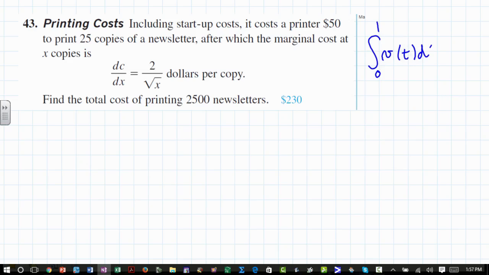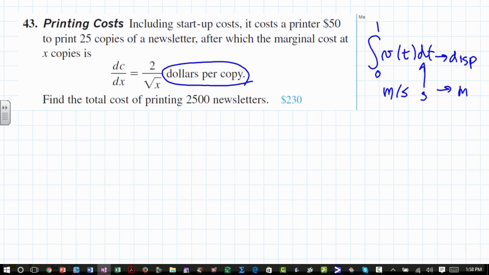velocity of t dt, what did I get? I got displacement. And if velocity was in meters per second and time was in seconds, the answer here ends up being in meters. Here's an idea. When we integrate a function which is in, let's say, units like dollars per copy, and I integrate with respect to copies, the answer I get is in dollars.